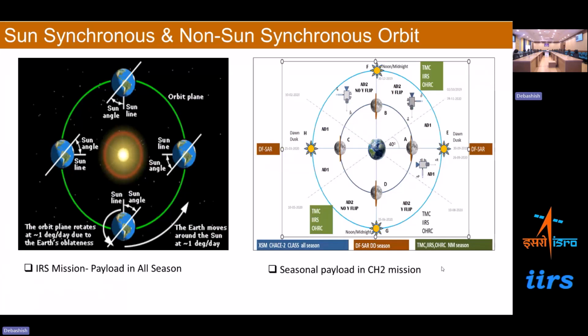We can go for a SAR payload, the synthetic aperture radar kind of payload, where the ground illumination is very low at the subsatellite points. We cannot do optical imaging, but we can do radar imaging. This kind of planning is very, very important in the case of science missions, because mostly the orbits are non-sun-synchronous. So the planning of all these images is done by the scheduling team.